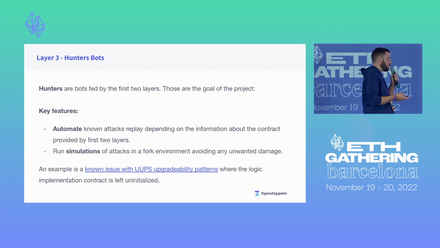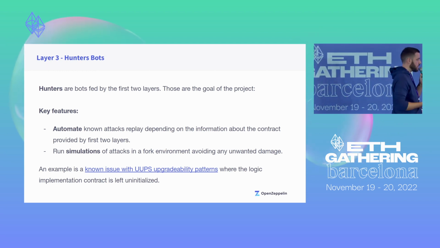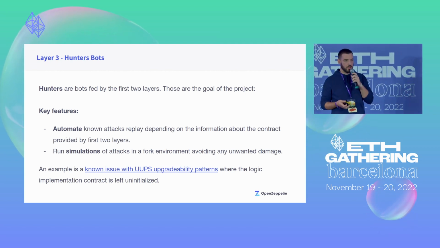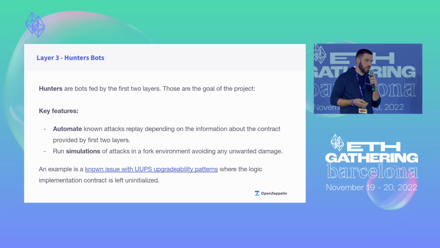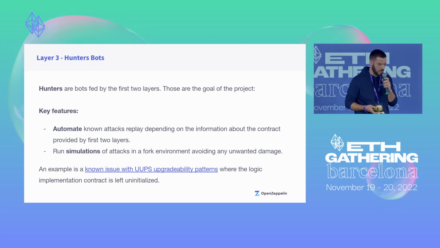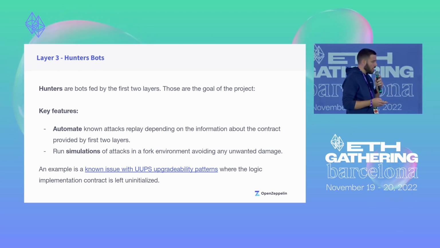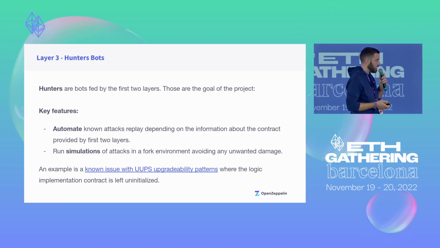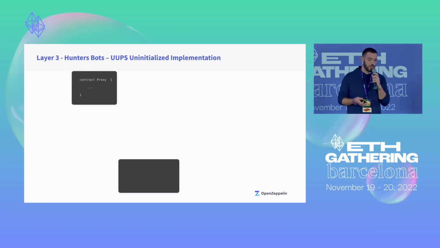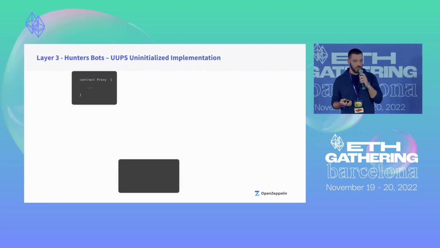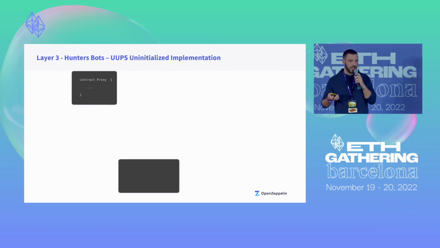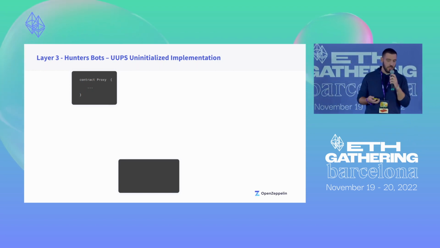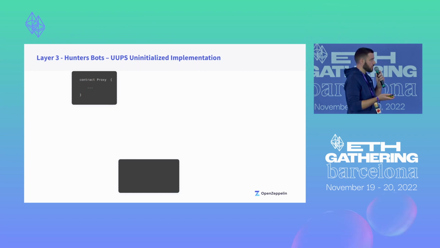We're going to talk about the first example of it, and it is about a known issue in the UUPS upgradability pattern that we had in OpenZeppelin a few months ago. The story goes like this. UUPS is an upgradability pattern where the logic of the upgrade functionality is stored in the implementation contract itself and not in the proxy. What does it mean? It works more or less like this.